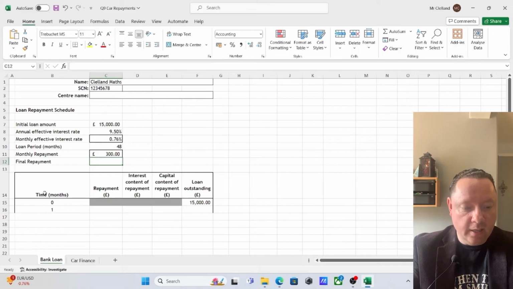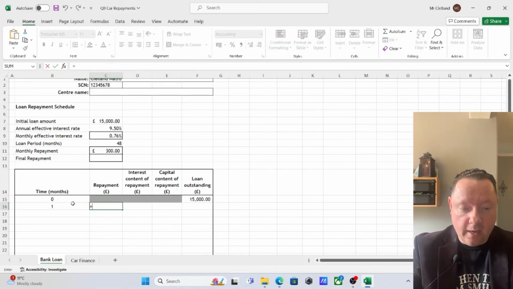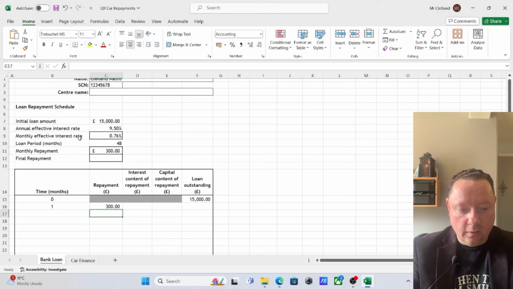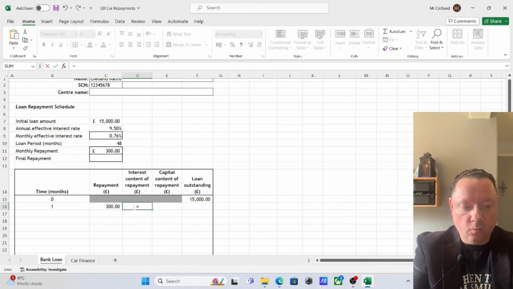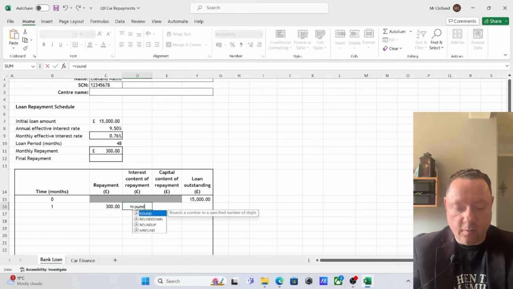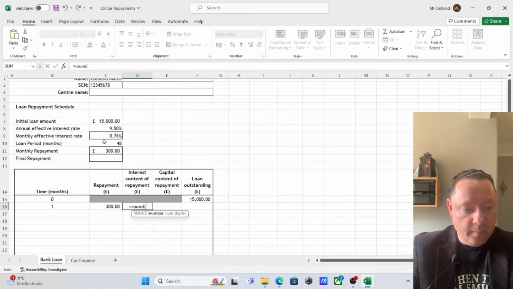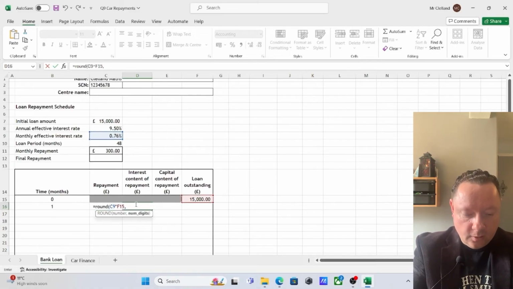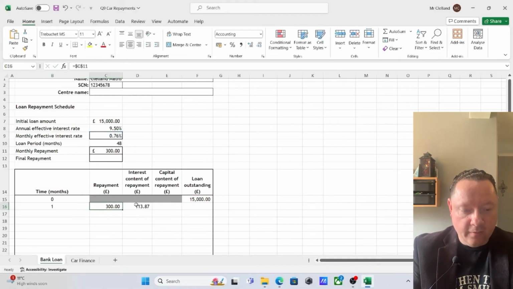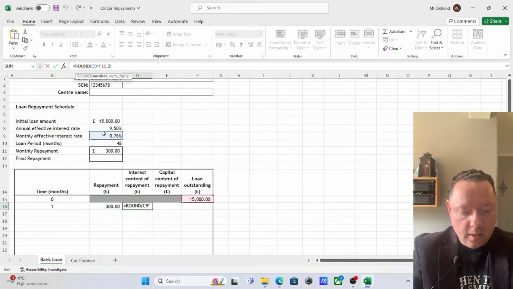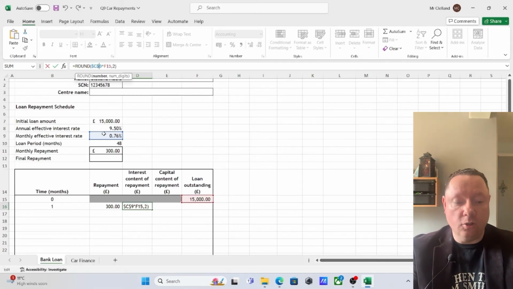So we now need to fill in our table. Okay, so our repayment, well, that equals our monthly repayment, but we need dollars around that because it's outside the table. So $C$11. Our interest, well, that equals, we need to round because it's 2 decimal places for money. And it's going to be our monthly effective interest rate times the loan outstanding. Now, we want that to 2 decimal places, but don't forget anything outside the table should have dollars in it. So $C$9. Make sure you double check. Inside the table, no dollars.